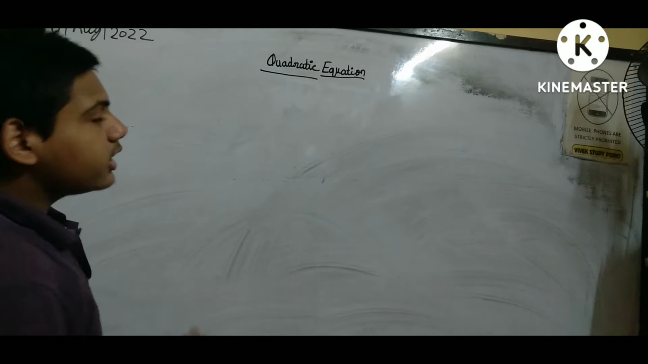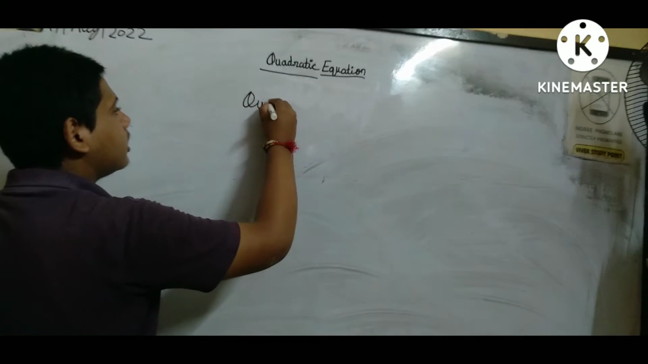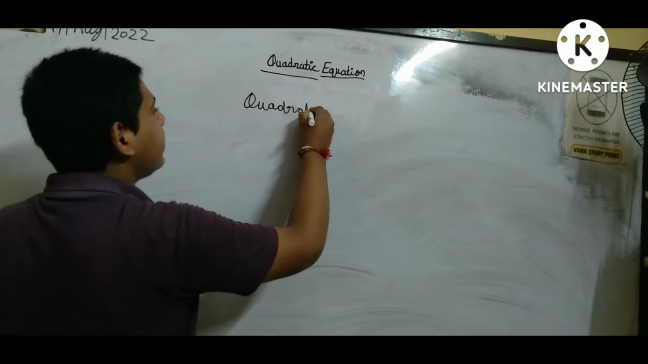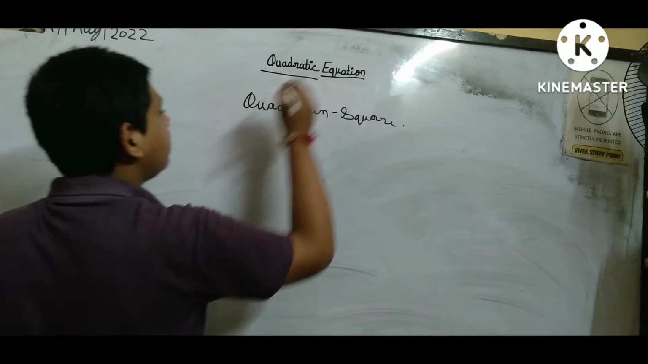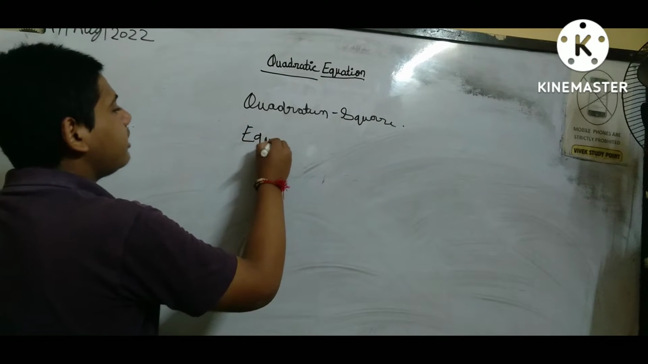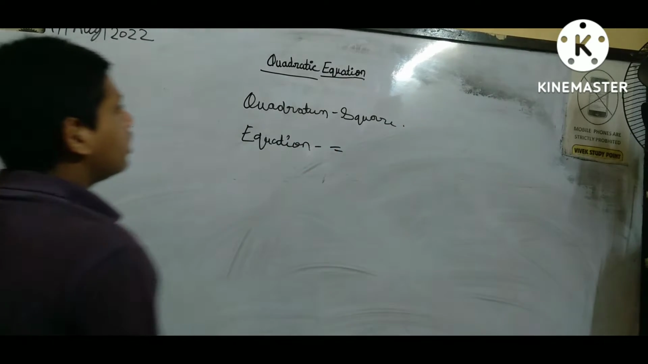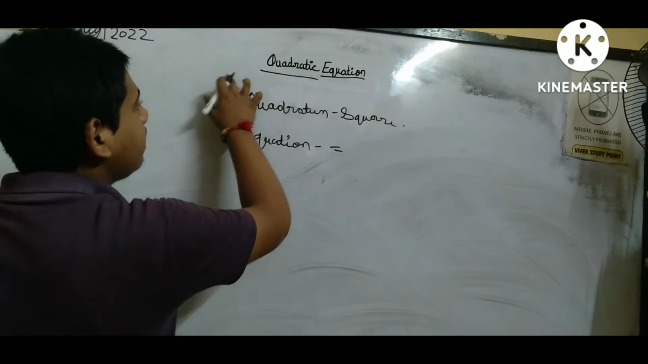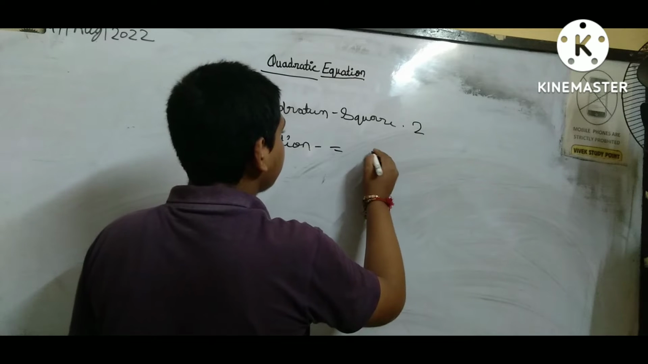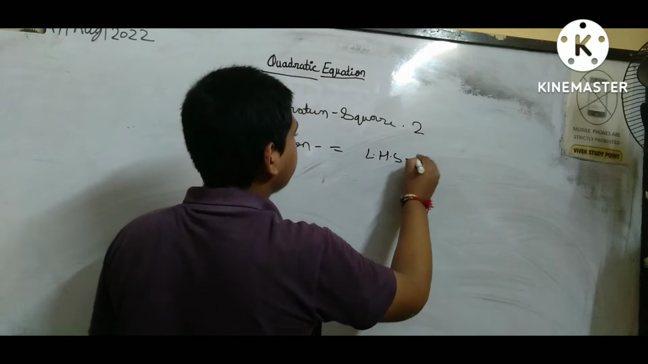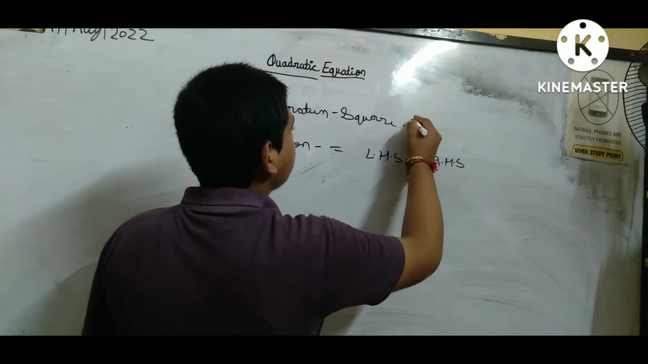Actually, quadratic is a word that was derived from the Greek word quadratum. It means square. And what is equation? It actually means equal. So by mixing the terms, we got quadratic equation. Quadratic, square, means 2, and equation means LHS and RHS. This is equation. So what does this 2 mean here?